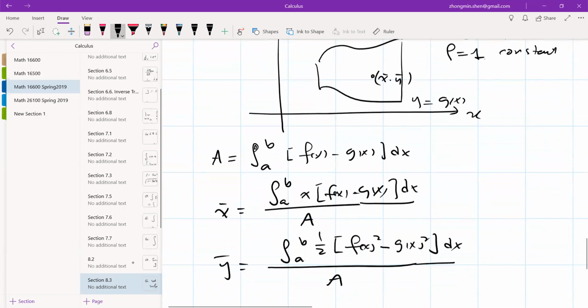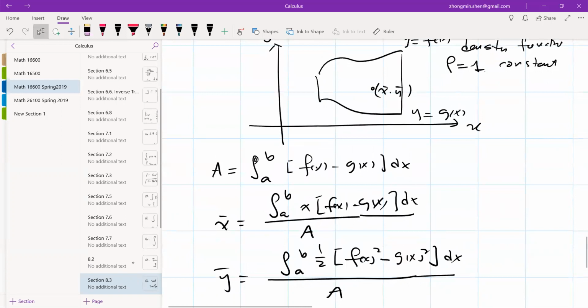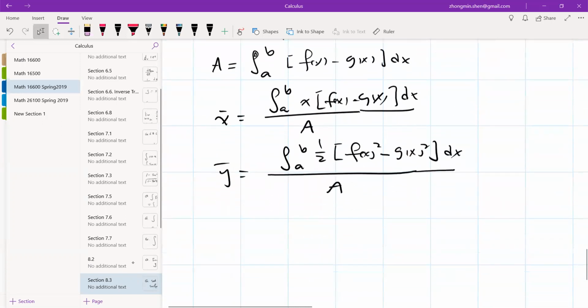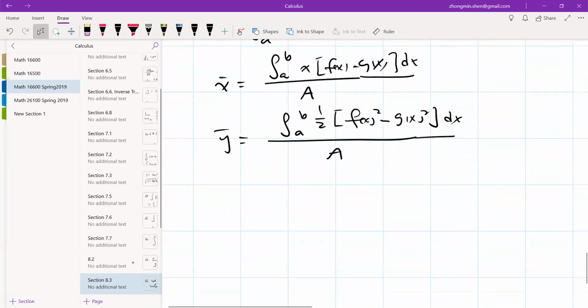It's a little bit harder to derive. Maybe I can explain how to get x bar and how to get A. Right now, the density function for the region is constant, just assume it equals 1. Let me show you how we get this x bar.